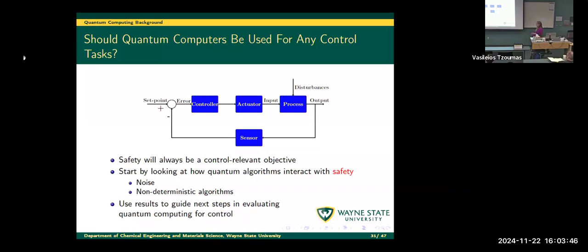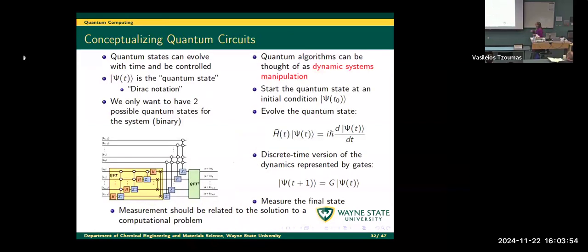And so what we're hoping is that by analyzing this safety perspective, it will give us some results that will guide our next steps in evaluating quantum computing for control. And so now I'm going to give a little bit more details about how the quantum computer works. So quantum computers have circuits, and so here's a little picture of a circuit.